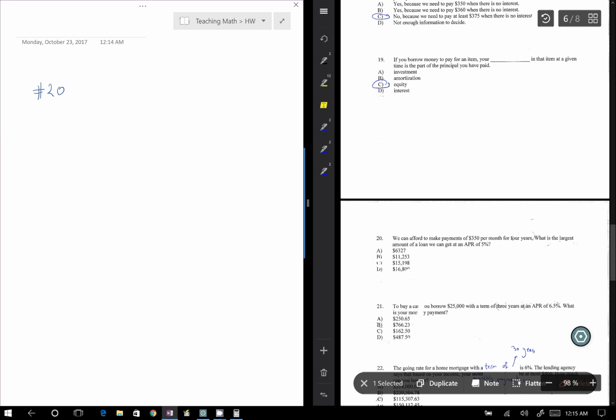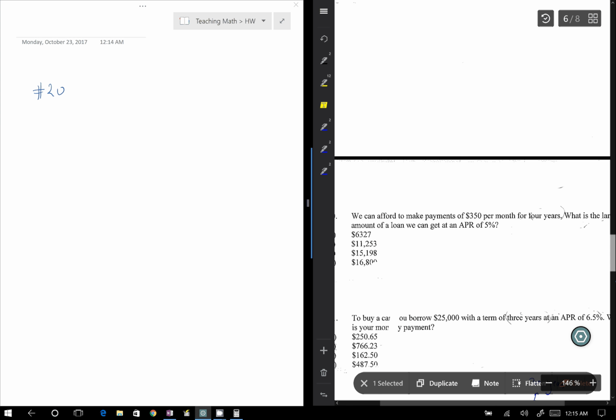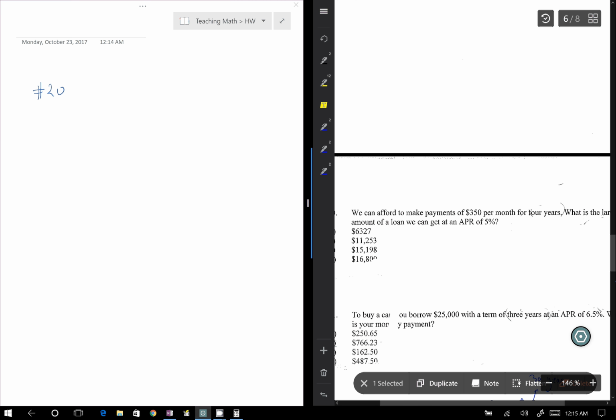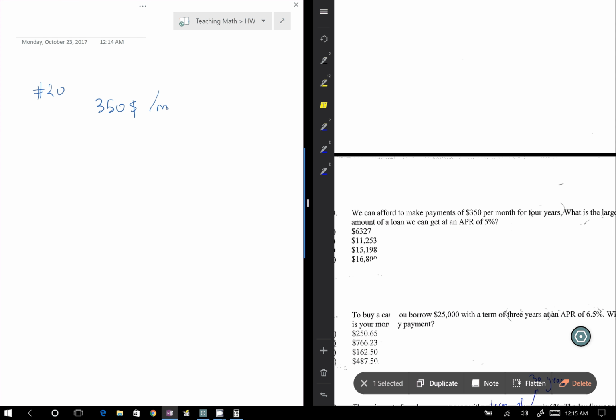Number 20: we can afford to make payments of $350 per month for 4 years. So $350 per month, 4 years, which is basically 4 times 12, that's 48 months. What is the largest amount of a loan we can get at an APR of 5%? So APR 5%, and how much loan we can get.